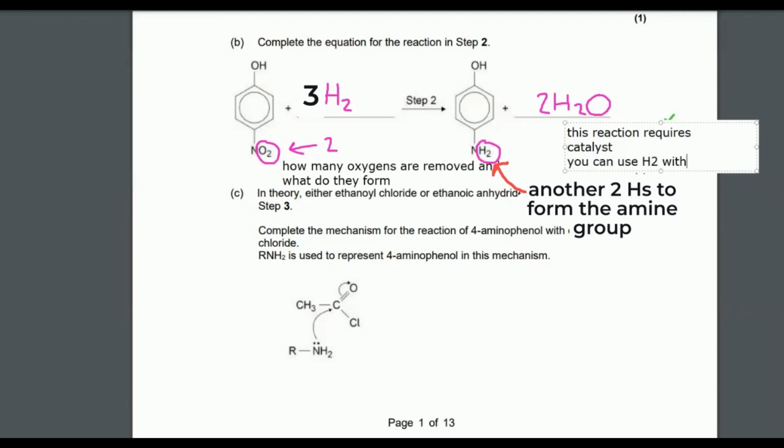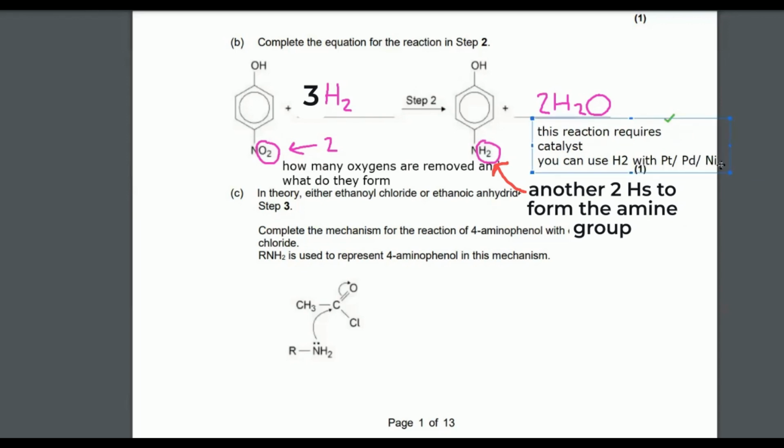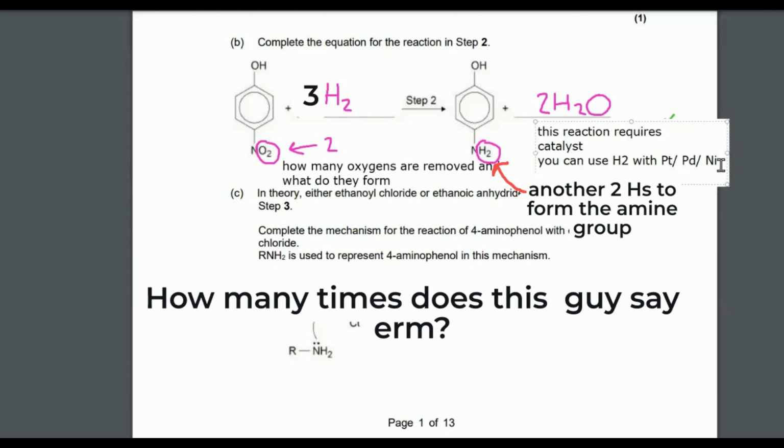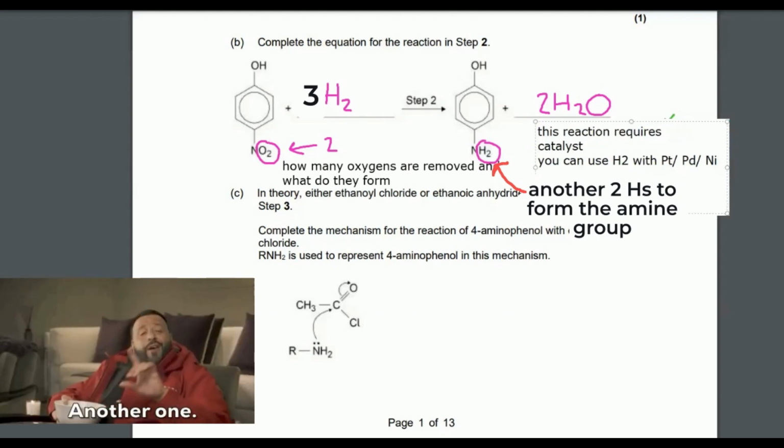Okay, now this reaction, this is just a side note, you don't need it for this question. You can use hydrogen with platinum, palladium, or nickel catalyst. It's called hydrogenation when you're adding hydrogen to something. But you can also use, in AQA, they love to say tin with hydrochloric acid.